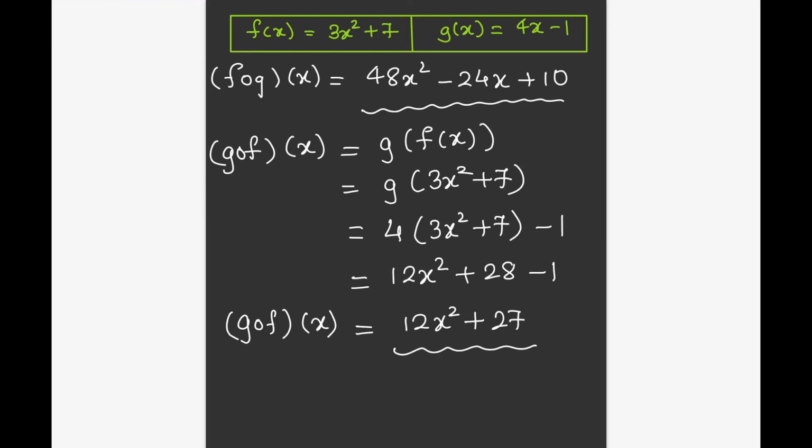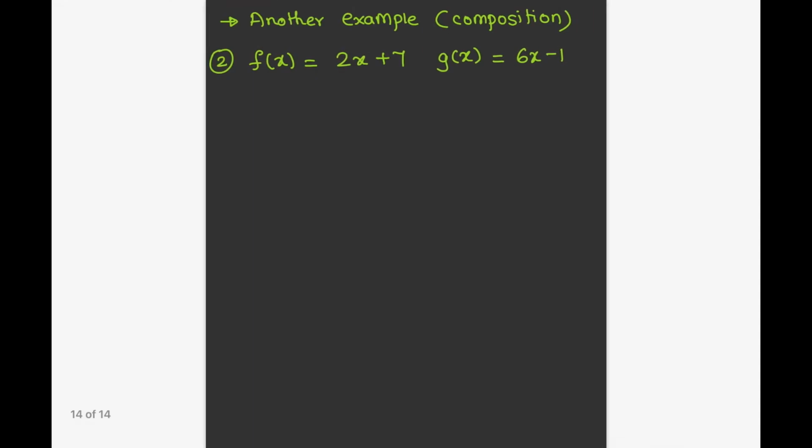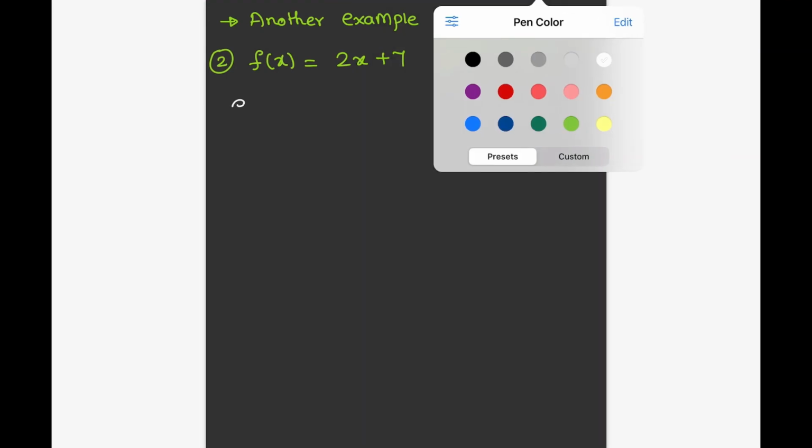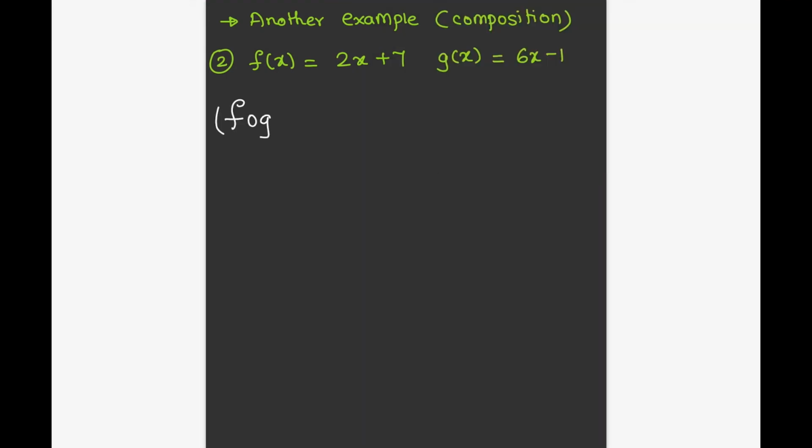We'll take another look at another example, which is right here. You can pause the video and try it out yourself, and you can confirm your answers later, whether you got the correct answers or not. So I'm going to go ahead and solve these questions. First I'm going to calculate f o g of x, which is f of g of x. Here g of x is 6x minus 1.